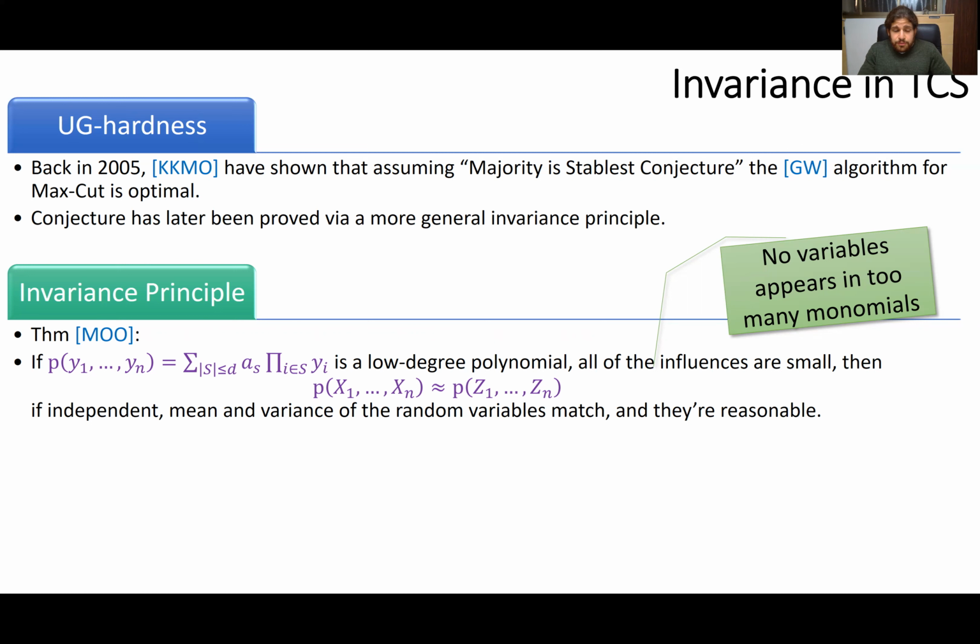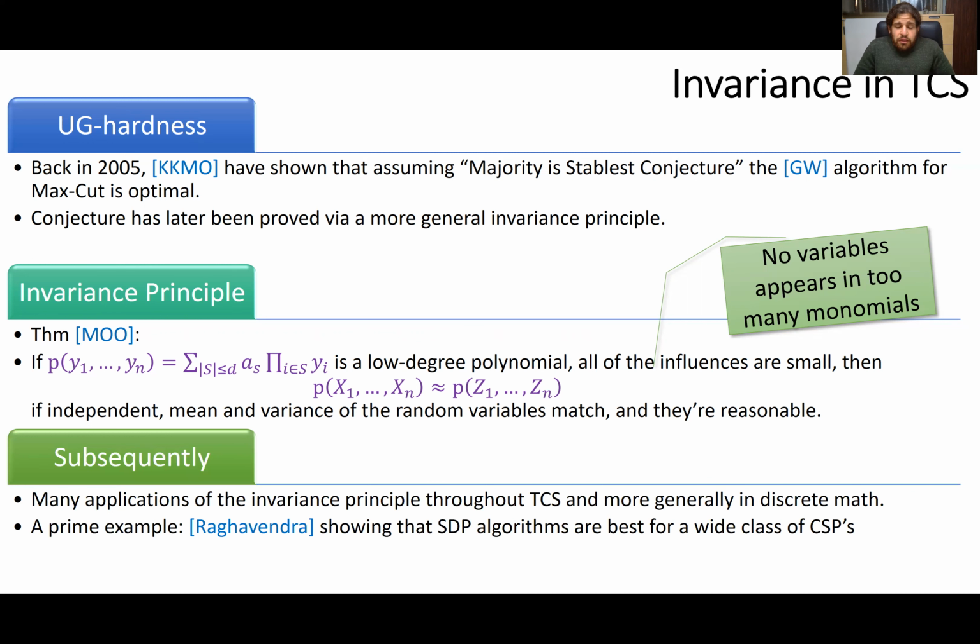So this is the invariance principle of Mossel, O'Donnell, and Oleszkiewicz, and this plays an important role in the KKMO result. This invariance principle was originally developed for TCS and for PCP, but later on it found many other applications throughout TCS and more broadly in discrete math. A prime example of an application of it is Raghavendra's result that we'll get back to a bit later, showing that SDP algorithms are the best you can do for CSPs.